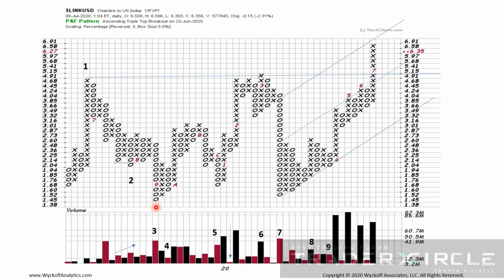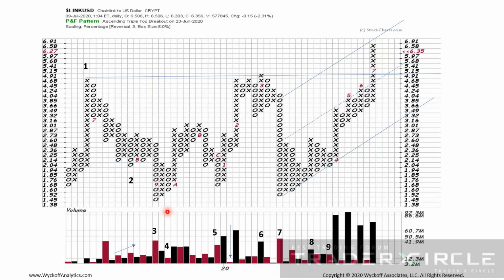Point 3. Climatic action. Look at the number of O's, high volume, extreme oversold, quick recovery. Point 4. We see a retest here of the low as a higher low on lower volume. Supply has been absorbed. This is bullish, and this could be, on the intraday, not on this chart, a short-term opportunity.